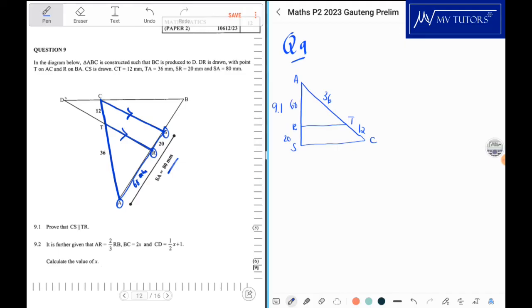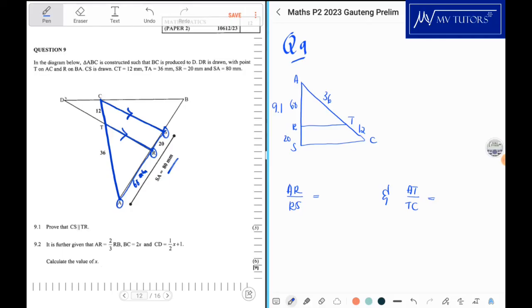So what I would do to prove that CS is parallel to TR is look at the proportionality. What do I mean by that? Let's see if we have AR over RS and see what that amount is. And let's look at AT over TC and see that value. If those two values are the same, then we can conclude that they are in proportion. And if they are in proportion, it means that CS would be parallel to TR.